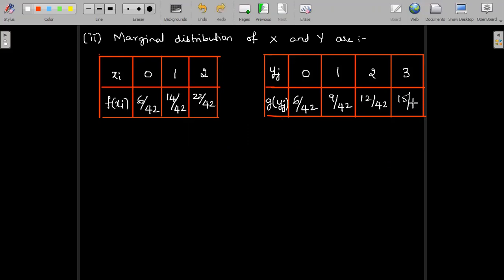Again, if we sum up these values respectively, we can observe that the sum is equal to 1. Sum of g of yj should be equal to 1. Okay, even that is satisfying if we can observe.